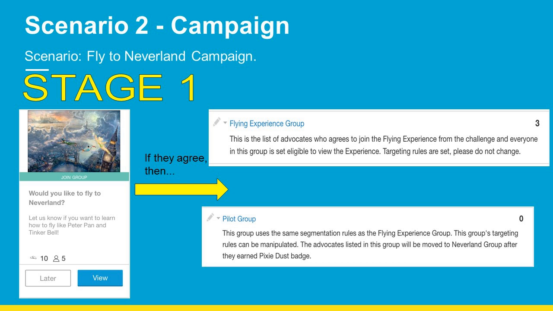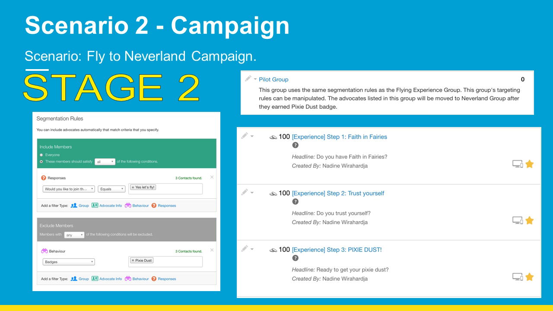Okay, so move on to stage 2. This is what it looks like in the pilot group. The advocates in this group would have to have access to these 3 challenges in order. So experience step 1, faith in fairies, step 2, trust yourself, and step 3, pixie dust. In order for them to fly, basically you need to have faith, you need to have trust, and you need to have pixie dust. That's what I'm trying to show advocates for my campaign to fly.